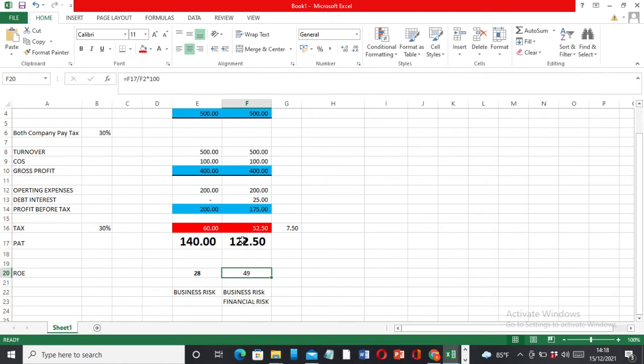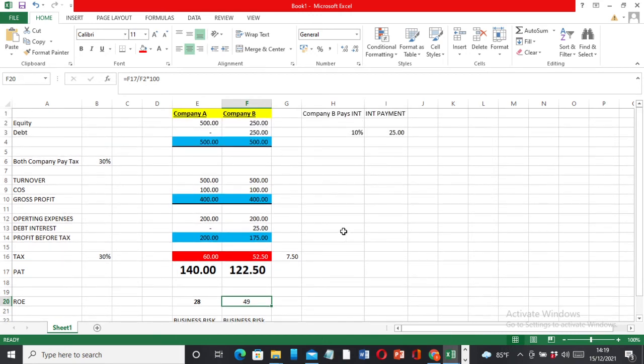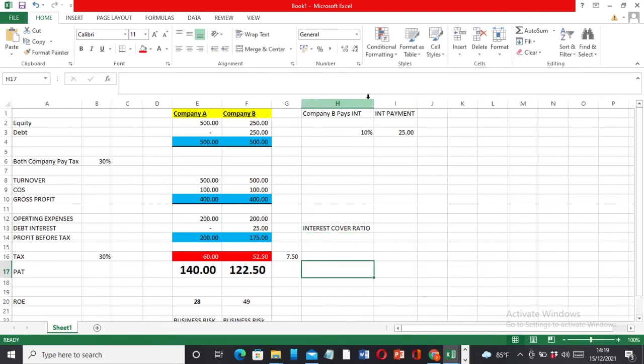So let's look at this business even more deeply, right? Before we go and put our money on this business, let's look at it differently from a financial perspective. Let's go and calculate where's the interest, 25 million, right? Let's calculate the interest cover ratio. Interest cover ratio, right? Interest cover.